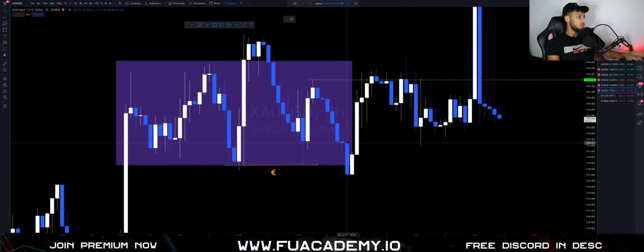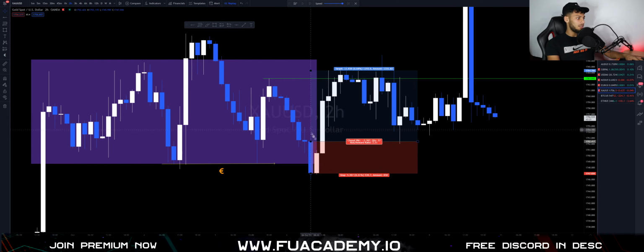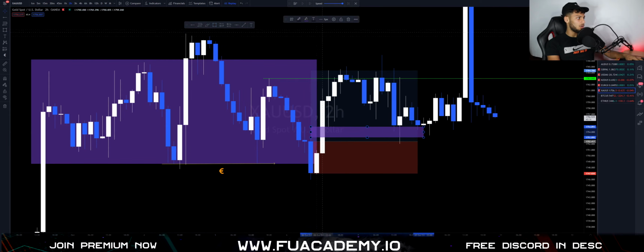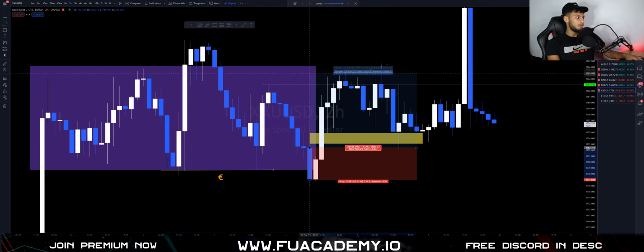Where does my entry go? Open, stop loss below the low, the close. Okay, we have an imbalance right here, so that's another confirmation for me that price could come down lower. Where do I place my take profit? Either above this high or above this high.